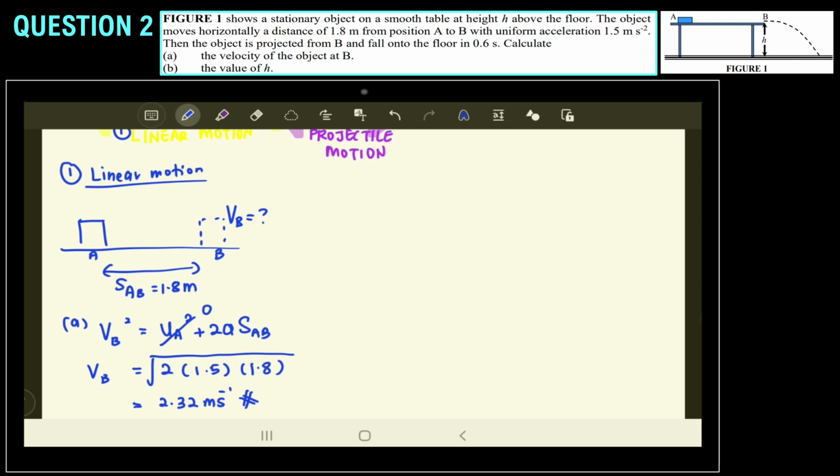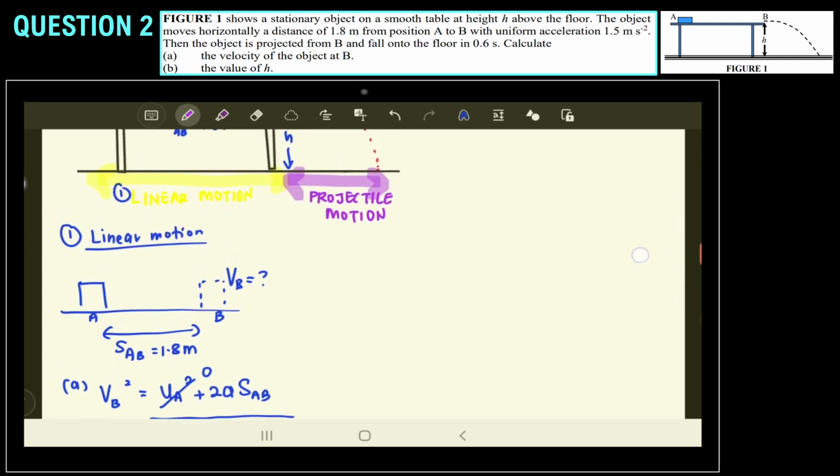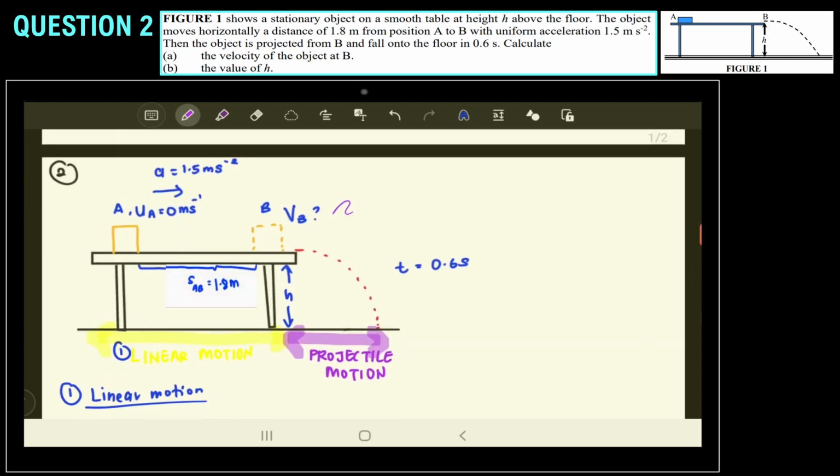Okay, so now look at the second part. We have 2.32 meter per second at point B. The velocity here is 2.32 meter per second. Where at point B, as we know, from B to point C, I put point C, from B to C, as we can see here, this is the projectile motion, but the object is projected horizontally. Why do I say horizontally? Originally VB moves like this, right? So it's projected horizontally.